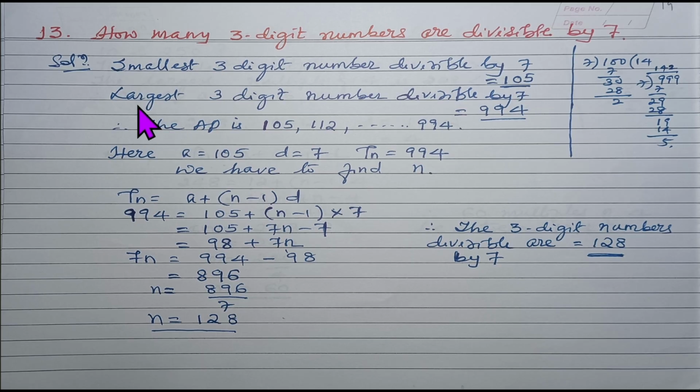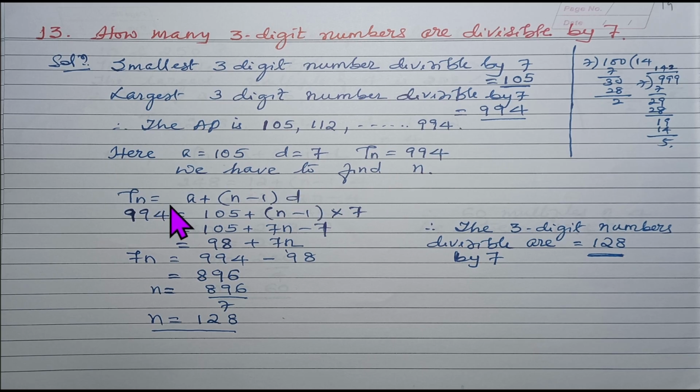The largest 3-digit number divisible by 7 is 994. Again I have found it out here. Please go through it and understand it. Therefore the AP has the first number as 105 and the last number as 994. We can find n from this. We have a as 105, d is 112 minus 105, that is 7, and the last term, or nth term, is 994. Now we have to find n.